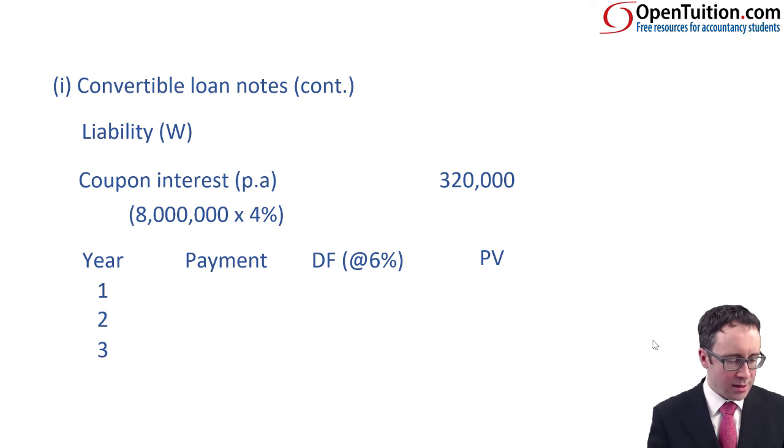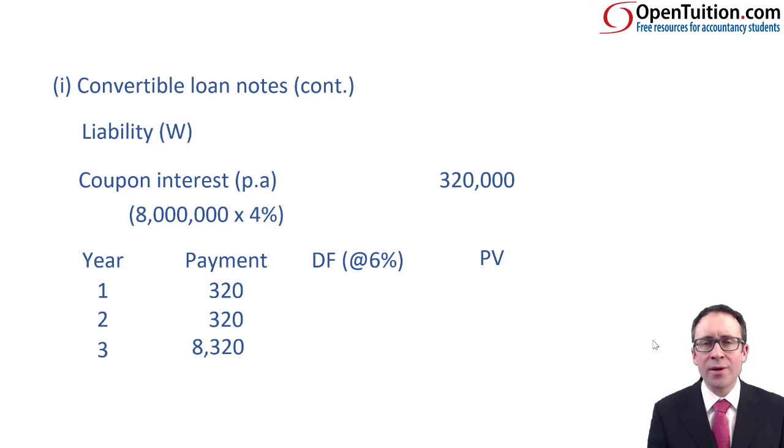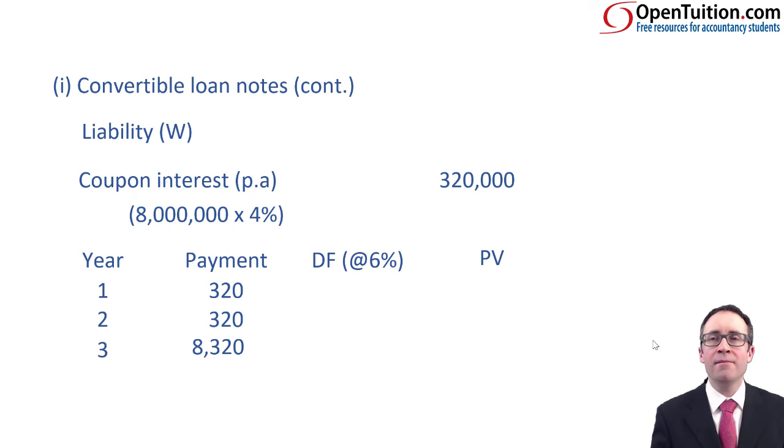Bit of a giveaway, given that you've got 3 years' worth of discount factors. The cash payments that you make are 320 for the 3 years. Don't forget you've also got the principal, the 8 million, to redeem at the end of the 3rd year. Remember, we make the assumption that everybody redeems for cash, assuming that there is no conversion option.